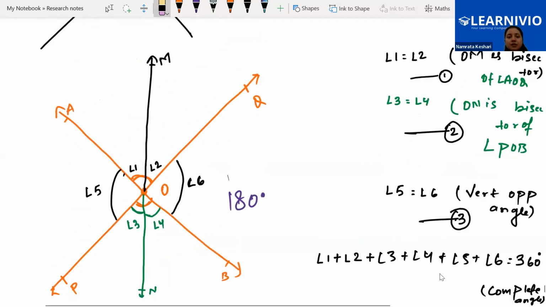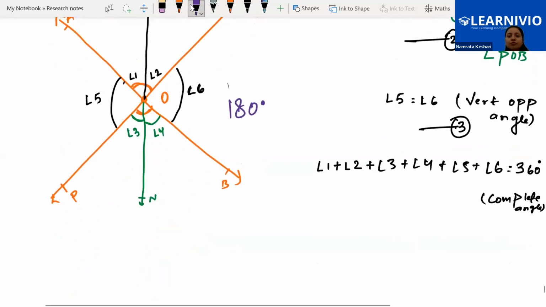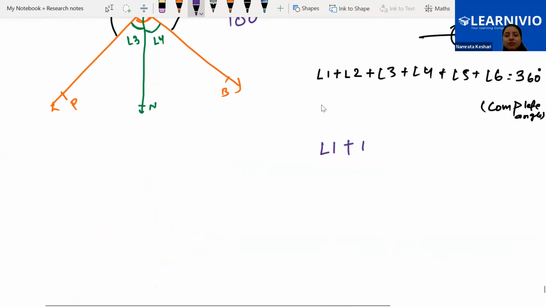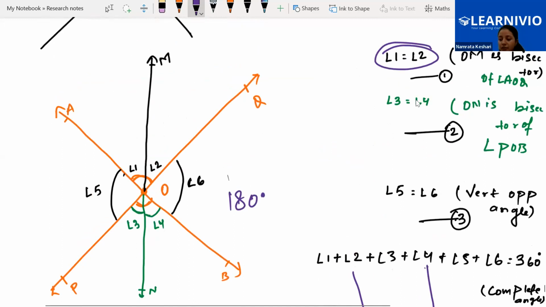Angle 1. Let's focus on making 1, 5, 3. So 1 we will keep as it is. 2 we will try replacing. So we know that 2 and 1 are same. From equation number 1, we know that 1 and 2 are same. So at the place of 2, can we write 1? Yes, ma'am. Now 3 we will be taking because that's what we want to create. At the place of 4, can we write 3 from equation number 2? Yes, ma'am.